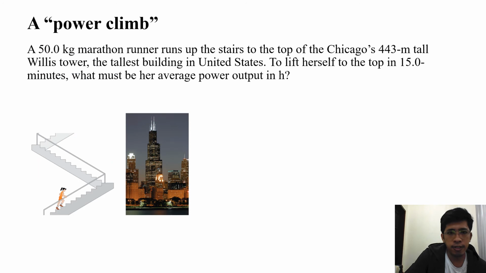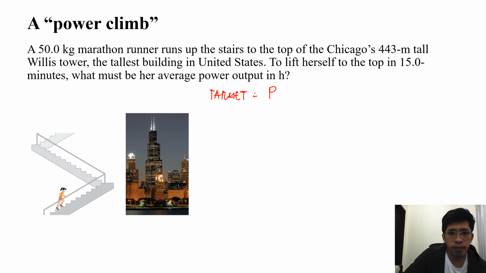Okay, so let's have an example. A 50-kilogram marathon runner runs up the stairs to the top of Chicago's 443-meter tall Willis Tower, the tallest building in the United States. To lift herself to the top in 15 minutes, what must her average power output in HP be? That is, in horsepower. So your target is the power.